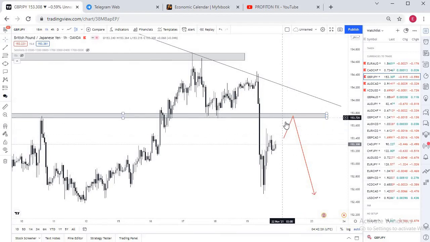So GJ, I'll be watching it as it approaches around 153.8, around that area. Then I'll be looking for possible short positions. So that's GJ. Let's move on.